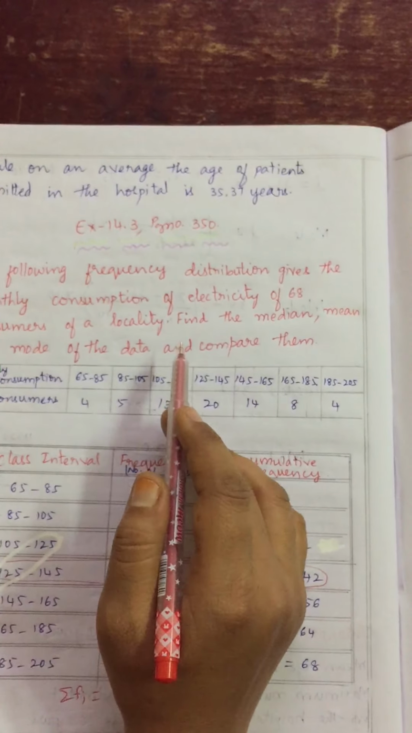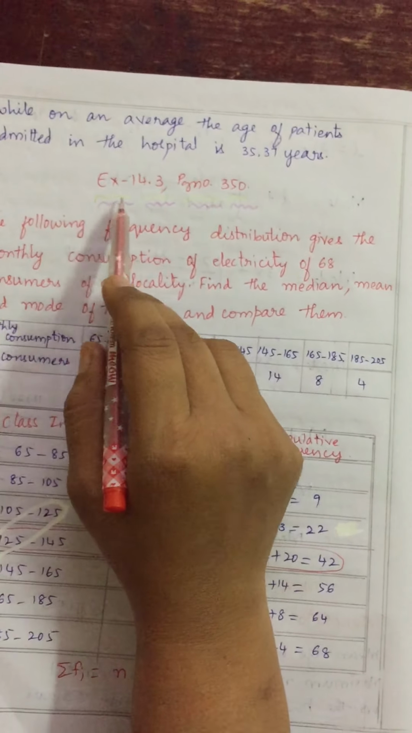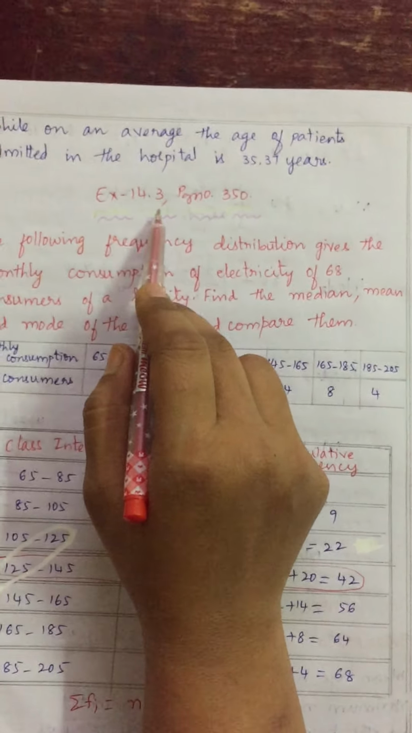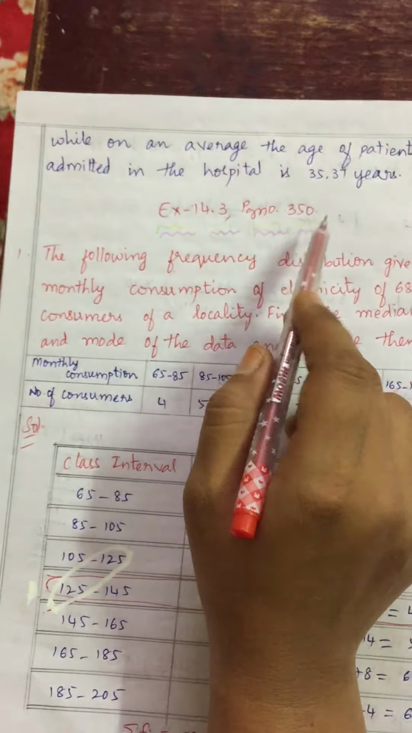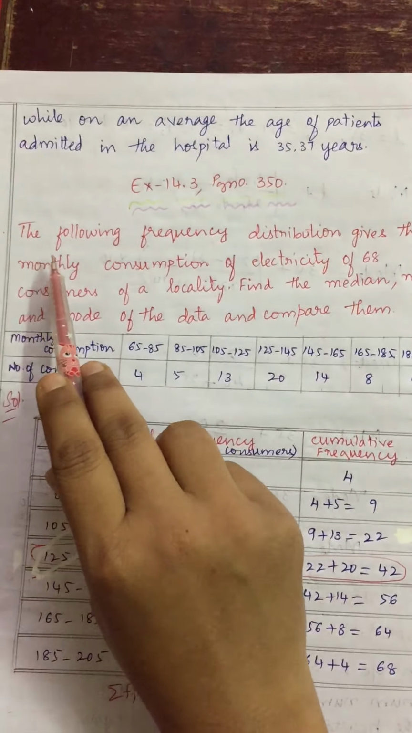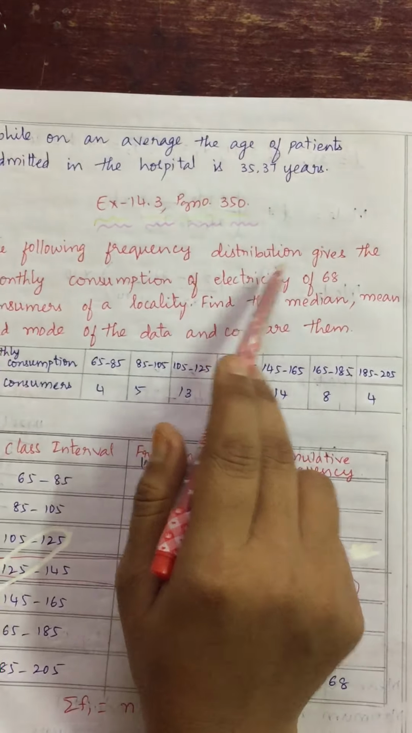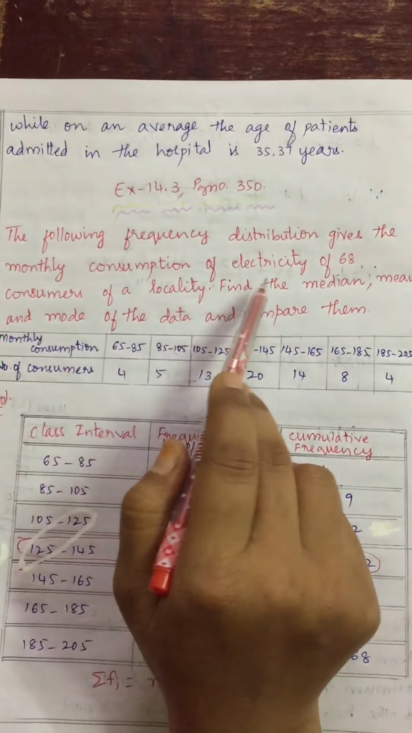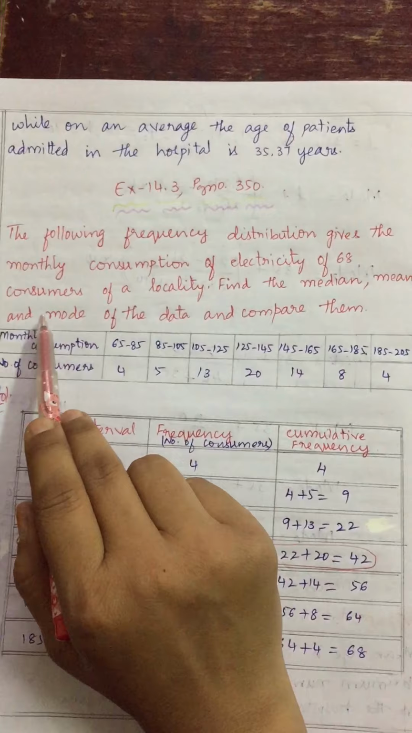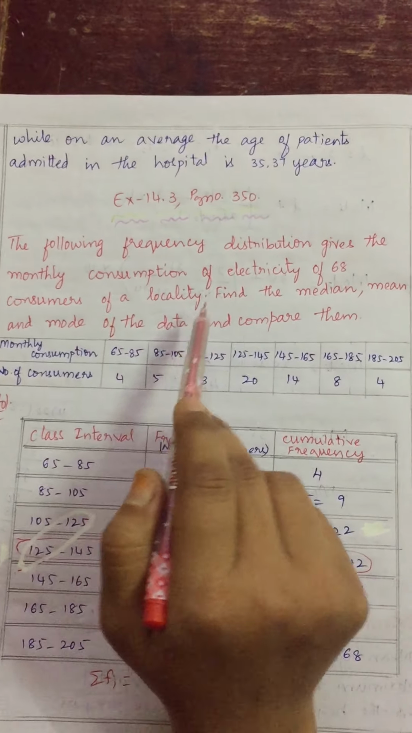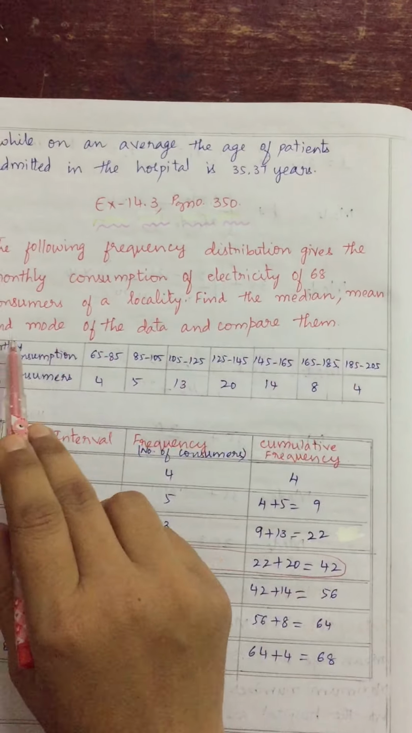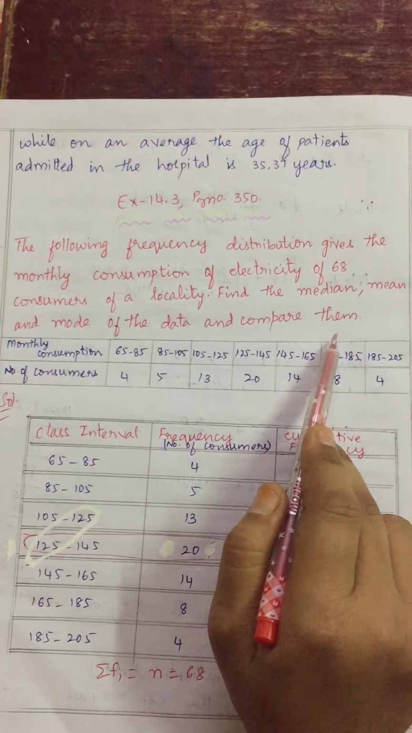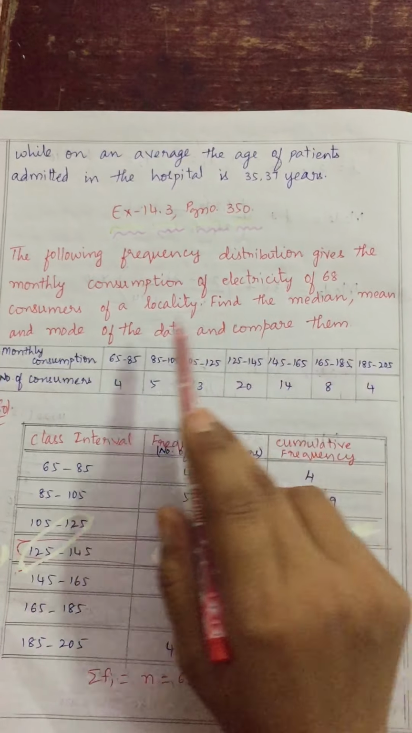Now let's see median. For median, exercise 14.3, page number 350. Let's see what the question is. The following frequency distribution gives the monthly consumption of electricity of 68 consumers of a locality. Find the median, mean and mode of the data and compare them.